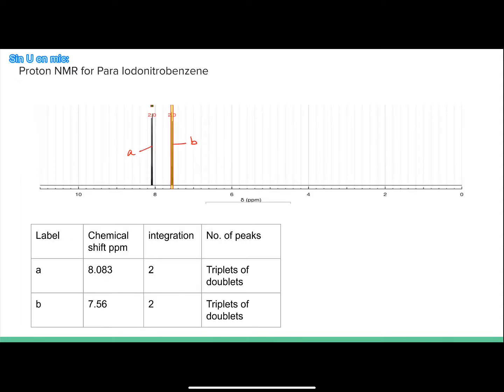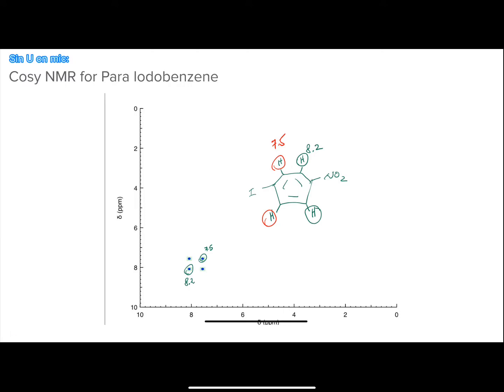And for the proton NMR, there are 2 peaks which are both triplets of doublets, and the integration is 2 for each. For the COSY NMR, we see 2 distinct points, which are 8.2 and 7.5. The 8.2 are the 2 protons that are close to the nitro group and they are symmetrical. However, the 7.51 would be the 2 protons that are next to the iodo group and also symmetrical.